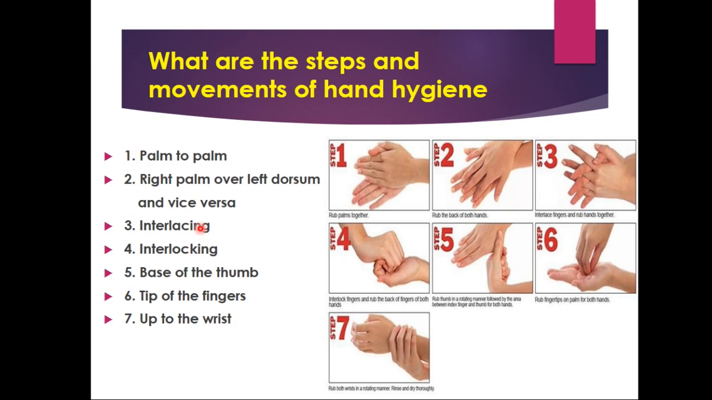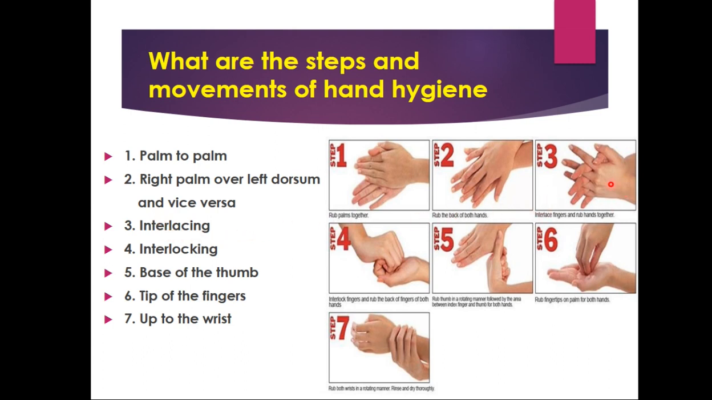Here you can see there are a total of 7 steps. First is palm to palm. In palm to palm, you have to rub your palms together. And second step is the right palm over the left dorsum and vice versa. Here you can see you have to rub the back of both hands, like left hand over the right dorsum and the right hand over the left dorsum. So dorsum means back of the hand. Clear? Then third is interlacing.